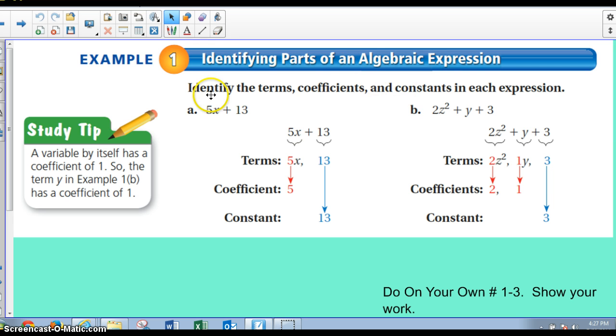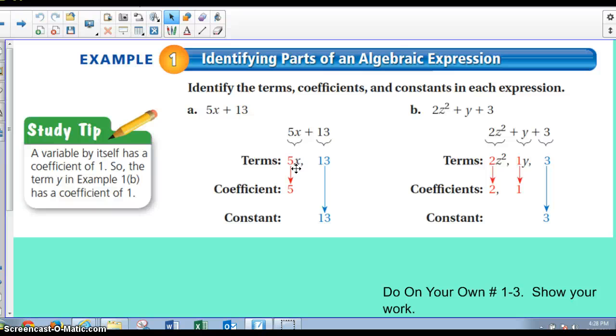The terms are 5x, right here, that's a term, and 13. Okay, this is an operation, so we don't want to do anything with that. So it's 5x and 13. Then we have to decide which is the coefficient and which is the constant. Well, the coefficient we had determined goes with the variable. The x is a variable because we don't know what x is. That's our variable.